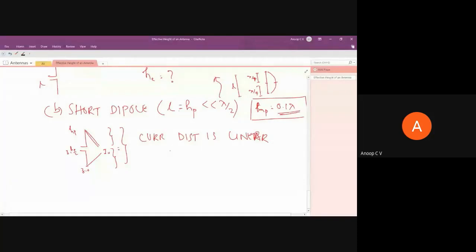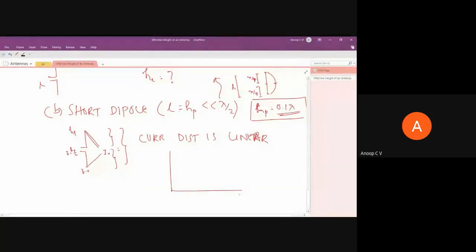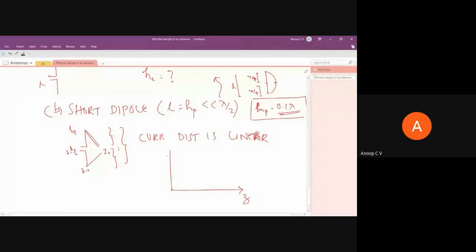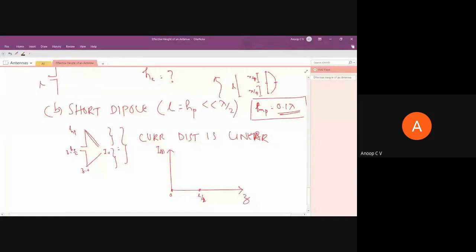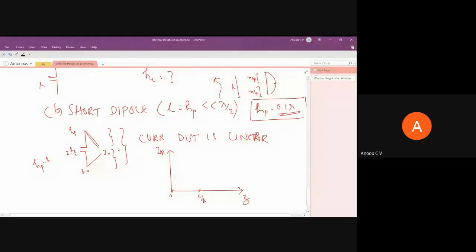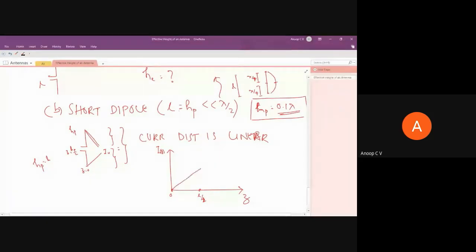When I say current distribution is linear, I'll just plot a graph like this, right? Say this is z-axis, and if this is current, I or I of z. So you can see for z is equal to 0, current is 0, and for z is equal to L by 2, if the length hp is equal to L, the current is reaching maximum. This is the current distribution. So the function is a straight line, you can see, right? So this is I0, this is maximum current, and it has got some slope, right?